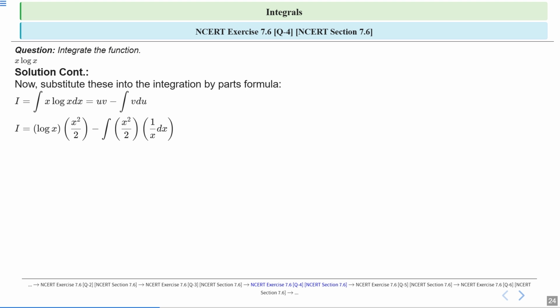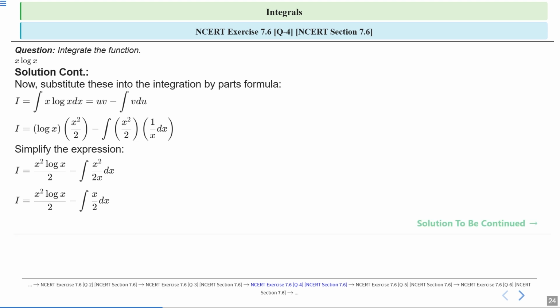Now substitute these into the integration by parts formula. So the value of u is log x, the value of v is x² by 2, and the value of du is 1 by x dx. Simplify the expression, we get x² log x by 2 minus integration of x² by 2x dx. So we get x² log x by 2 minus, x cancels out, integration of x by 2 dx.